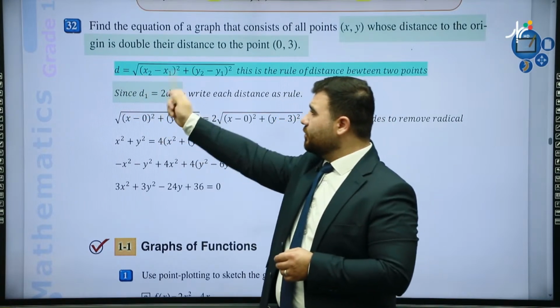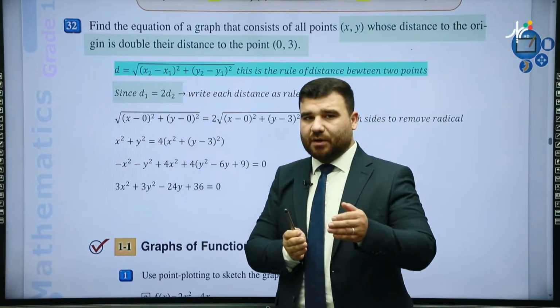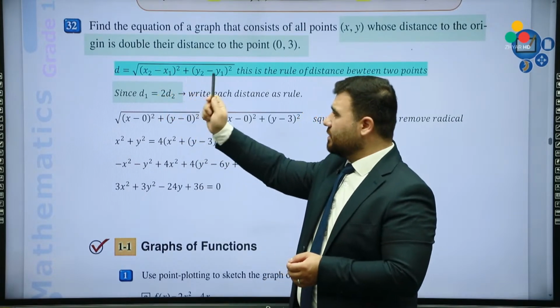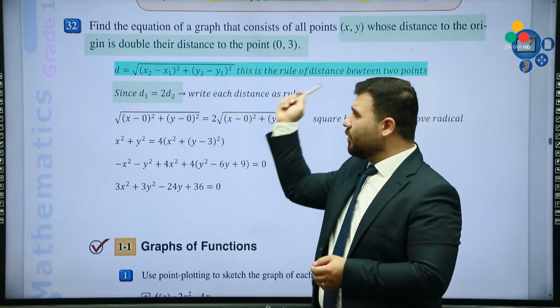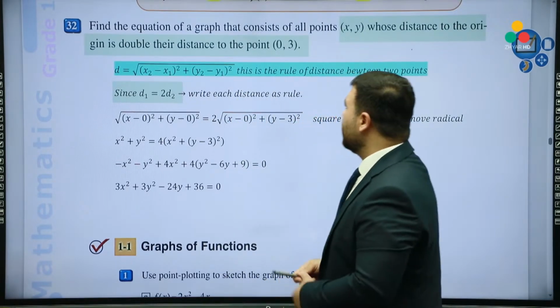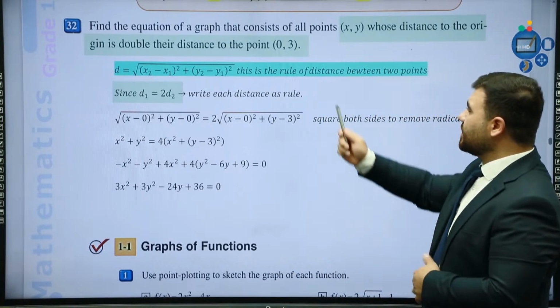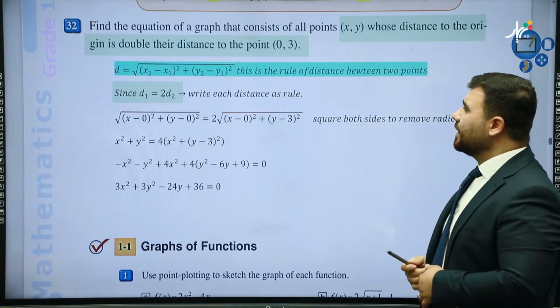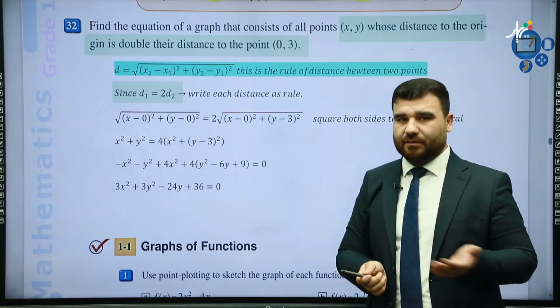The rule is like this. The 2 points we have, each point is x1, y1 and x2, y2. Then the distance is the square root of x2 minus x1 squared plus y2 minus y1 squared. That is the distance between 2 points. Now the 2 points I have, one of them is clear, 0, 3. The other one is not clear, x, y. So it's missing.